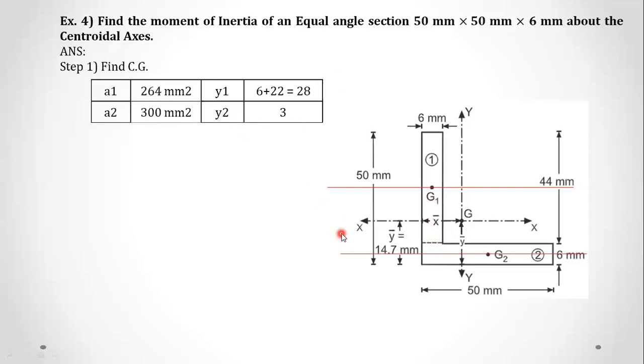Now y2. y2 is the distance of G2 from the base. That means G2 lies at half of 6 mm, so this y2 will be only 3 mm. So we have found a1, a2, y1 and y2. Now we are going to find y bar because we have calculated y1 and y2. You can calculate x1 and x2 and then x bar.